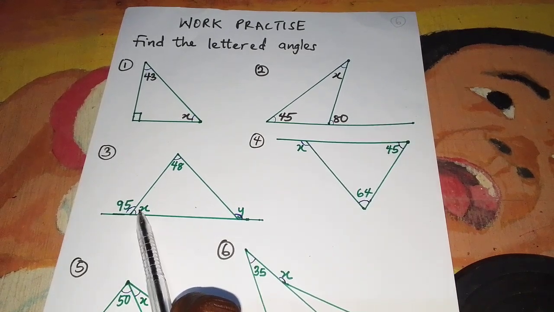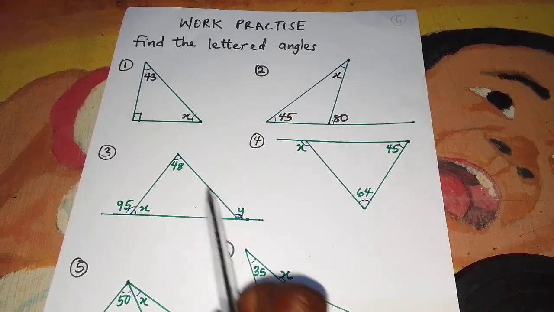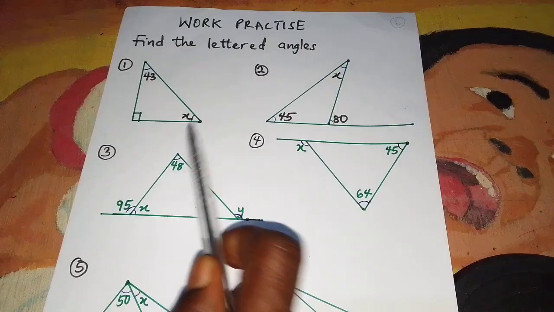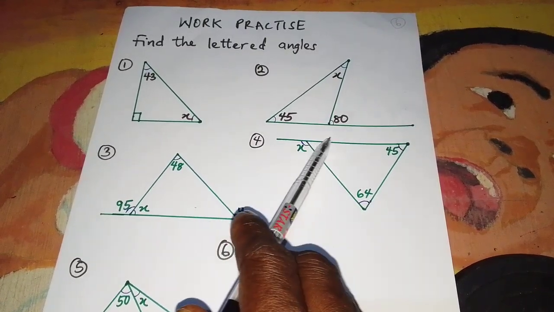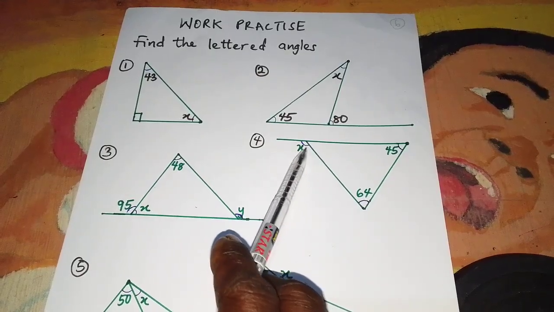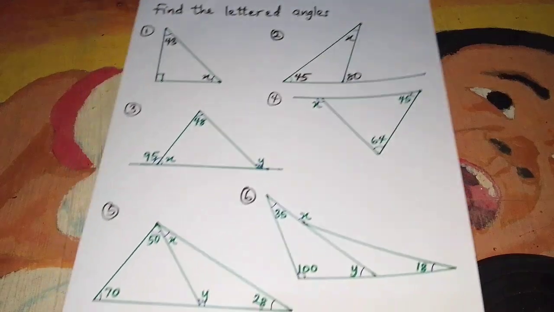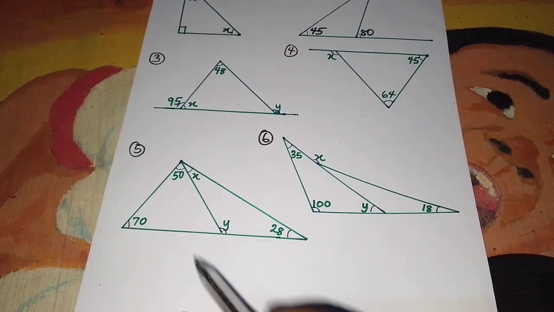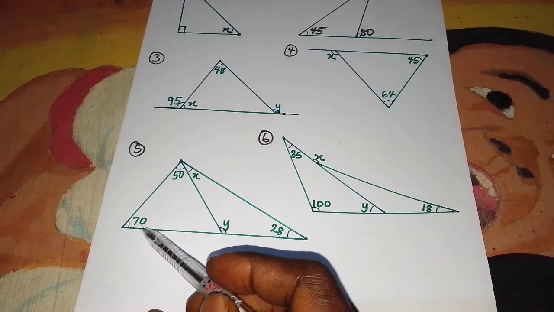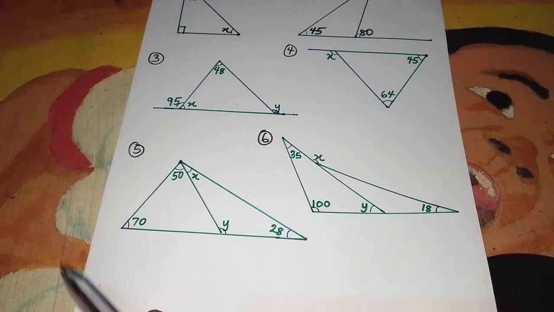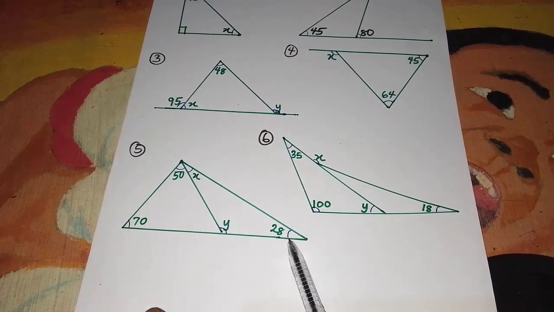Then here you are given the exterior angle here and the exterior angle here. You are told to look for this angle x, and this angle y, when this angle here is 48 degrees. Also, you are given this shape. So this is a triangle, this is a straight line. You are told to look for x when this is 64 and 45. Also look at these two triangles. This angle is 70, and this is 50. You are told to get this angle, which is x, this y, and this 28.